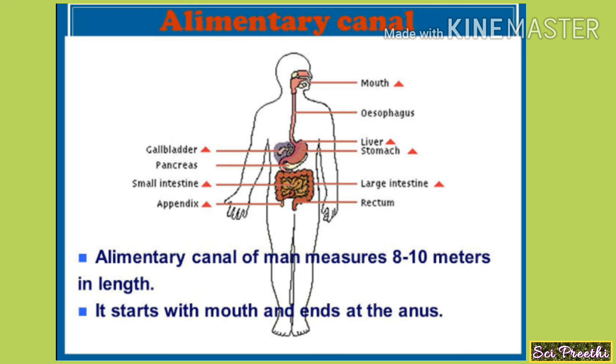It starts with the mouth and ends at the anus. It includes the mouth, esophagus, stomach, small intestine, large intestine and rectum. In addition to this, organs such as the salivary glands, liver, gallbladder and pancreas also help in nutrition.